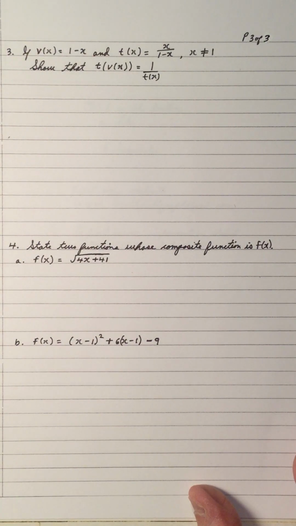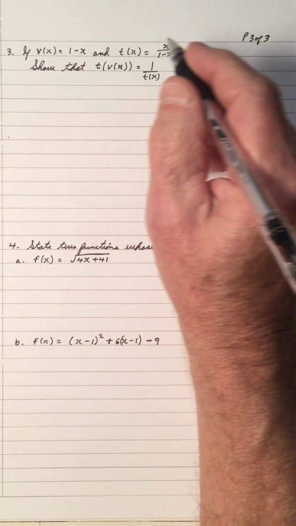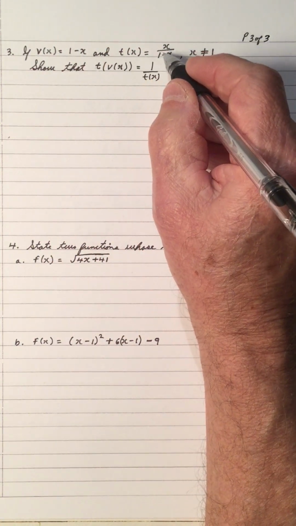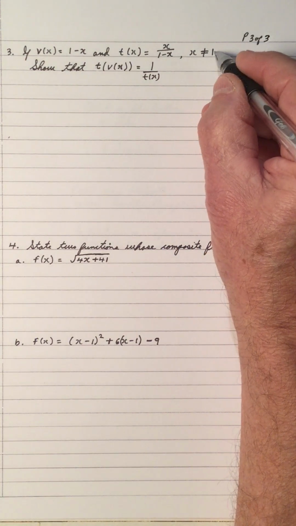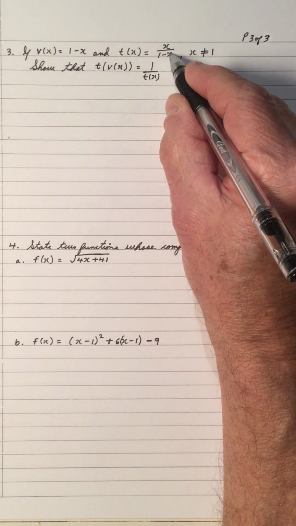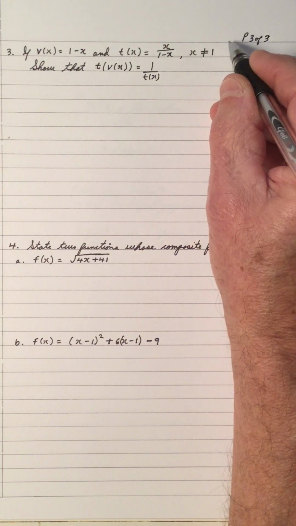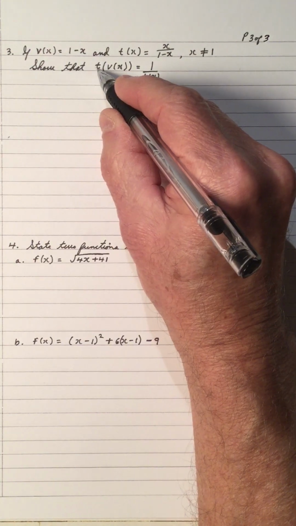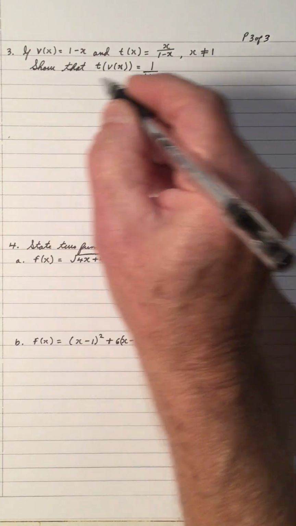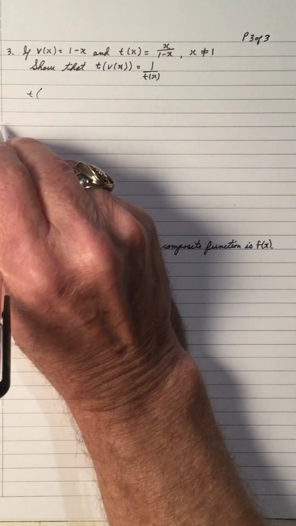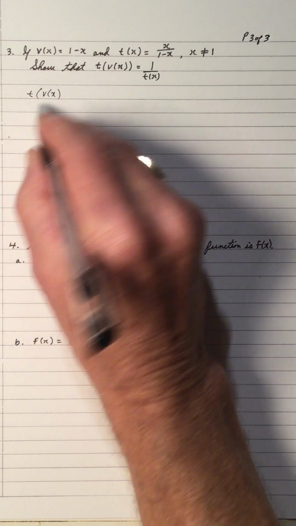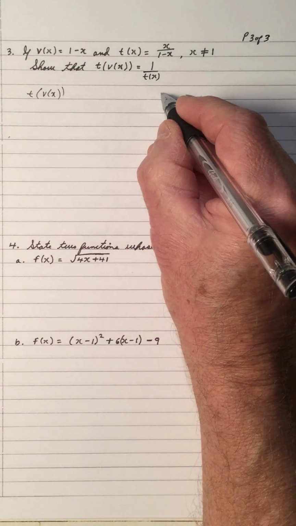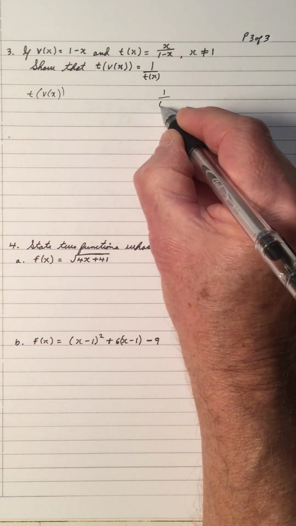Number 3, if the v of x is 1 minus x, and the t of x is x over 1 minus x, and x is not 1. Notice x is not 1. If you put a 1 here, you get a 0 and you can't have it. Show that the t of the v of x is equal to 1 over the t of x.